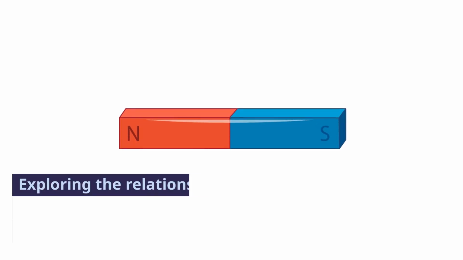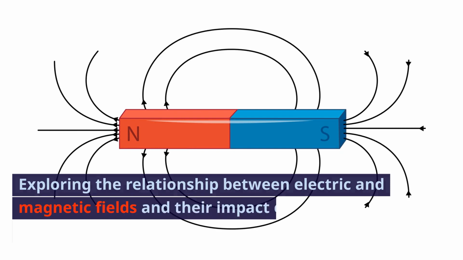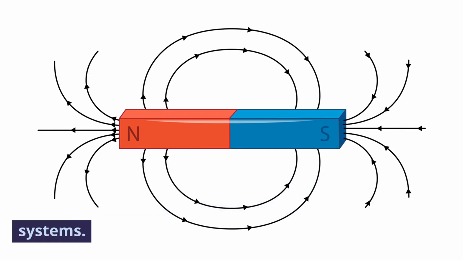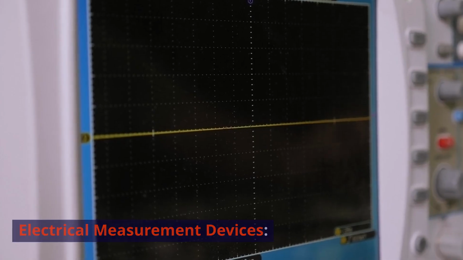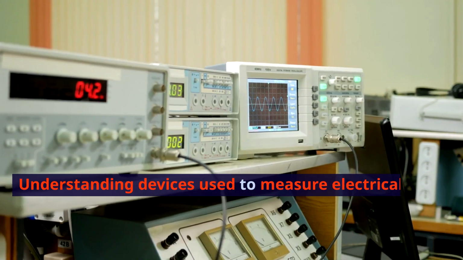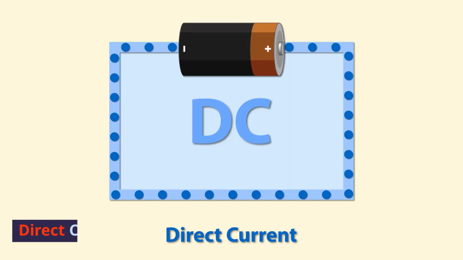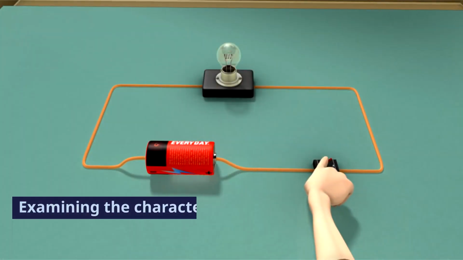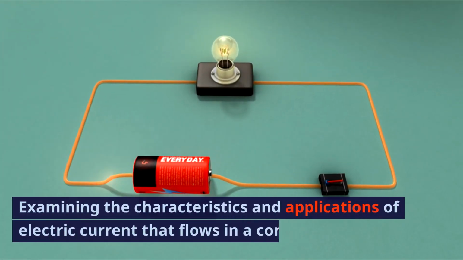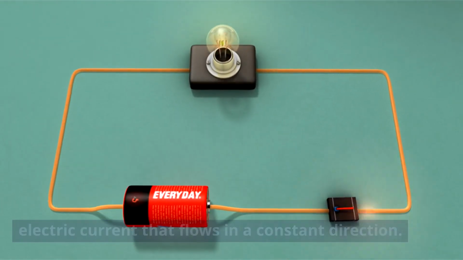Electromagnetics, exploring the relationship between electric and magnetic fields and their impact on electronic systems. Electrical measurement devices, understanding devices used to measure electrical quantities, such as multimeters and oscilloscopes. Direct current, DC, examining the characteristics and applications of electric current that flows in a constant direction.